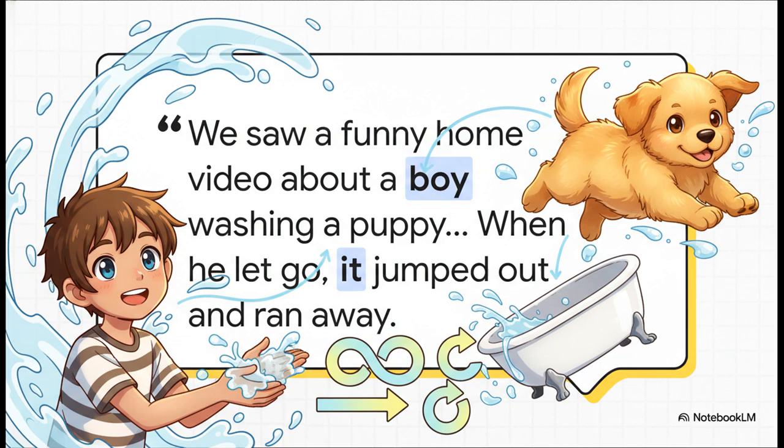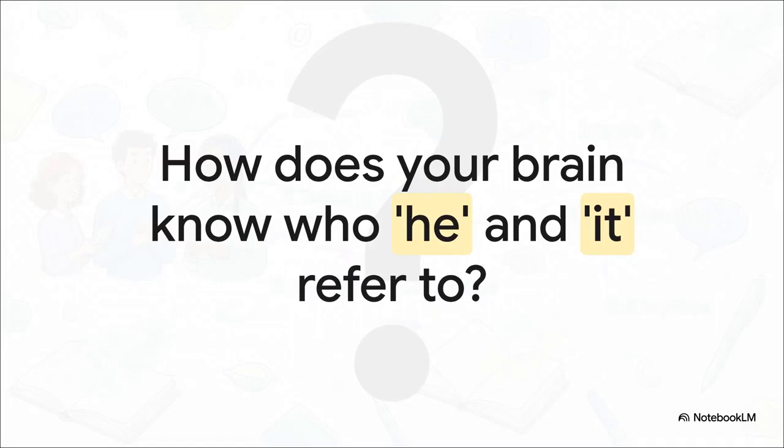Okay, so let's start with a really simple story. Here it is. We saw a funny home video about a boy washing a puppy in a small bath. The puppy started struggling and shaking, and the boy got really wet. When he let go, it jumped out of the bath and ran away. Simple story, right? Nothing confusing about it.